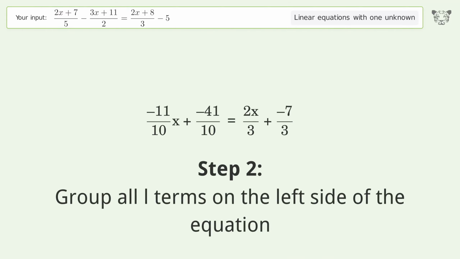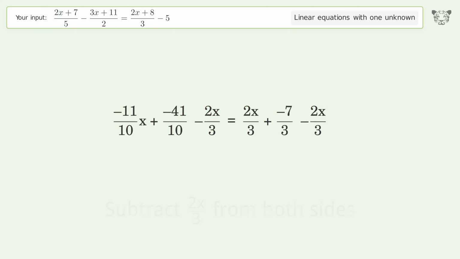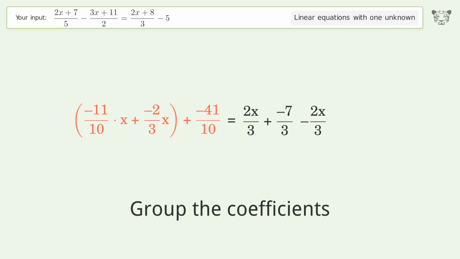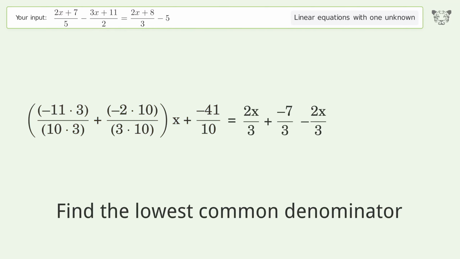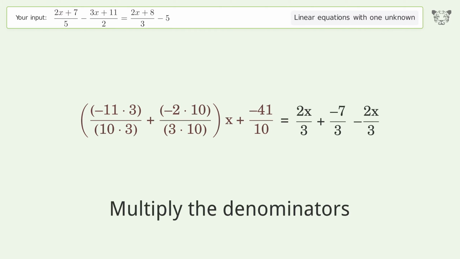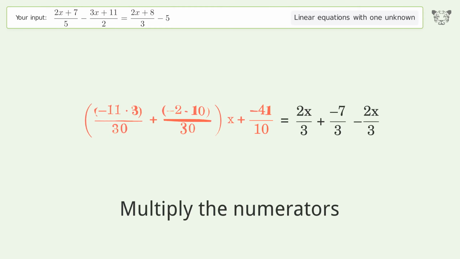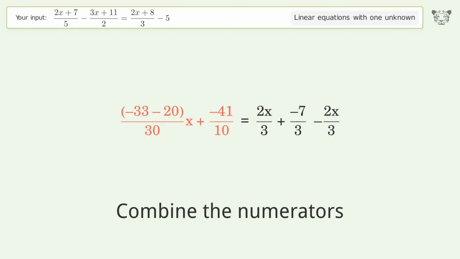Group all L terms on the left side of the equation. Subtract 2x/3 from both sides. Group like terms. Group the coefficients. Find the lowest common denominator. Multiply the denominators. Multiply the numerators. Combine the fractions. Combine the numerators.